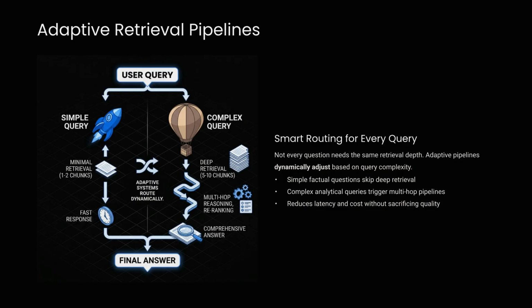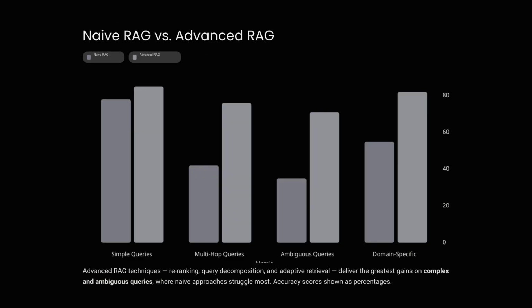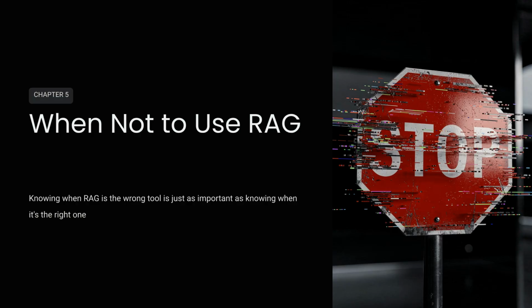Adaptive retrieval pipelines implement smart routing. They dynamically adjust retrieval depth based on query complexity. Simple factual questions can skip deep retrieval, while complex queries trigger multi-hop pipelines, saving latency and cost. Advanced RAG techniques, like re-ranking and query decomposition, deliver significant accuracy gains on complex and ambiguous queries, where naive approaches struggle the most.